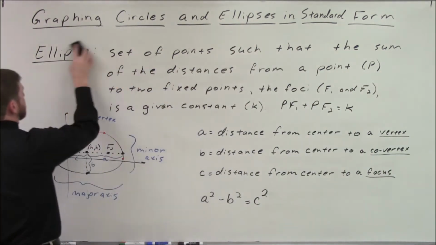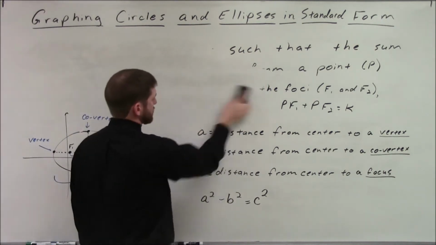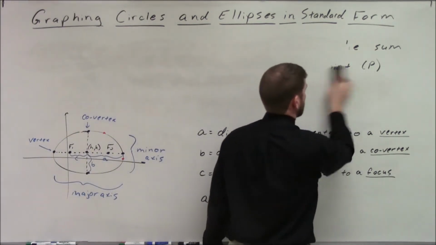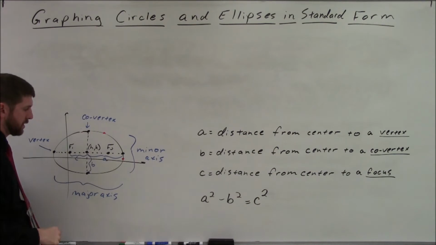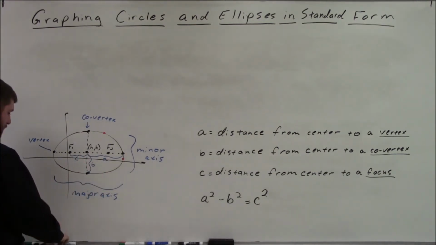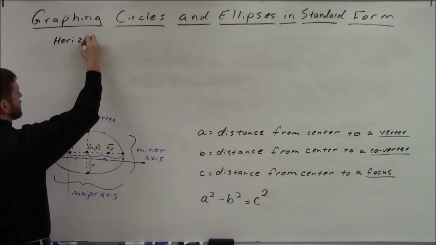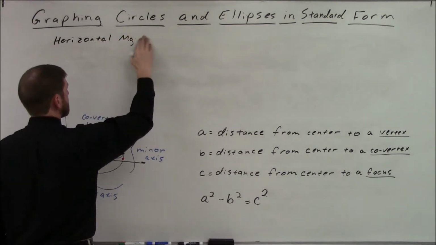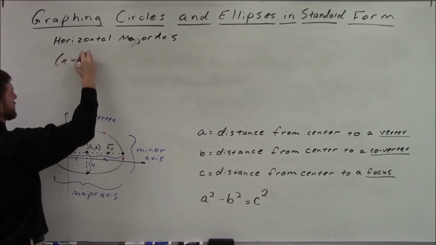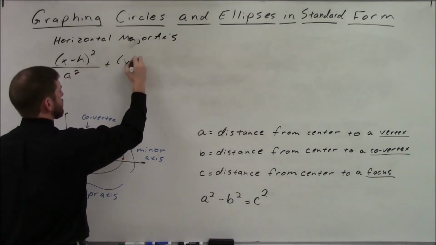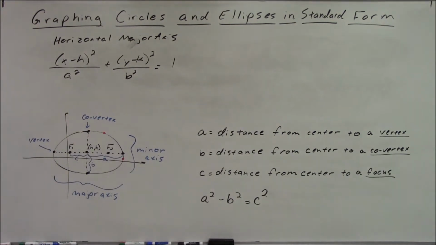Now what the standard form of an ellipse is actually going to look like, it has two different forms, and it all relates back to that major axis. Now keep in mind, A is the distance from the center to the vertex, and that's where we define our major axis. So if we have a horizontal major axis, we get x minus h quantity squared over a squared plus y minus k quantity squared over b squared equals 1. That's when we have a horizontal major axis.